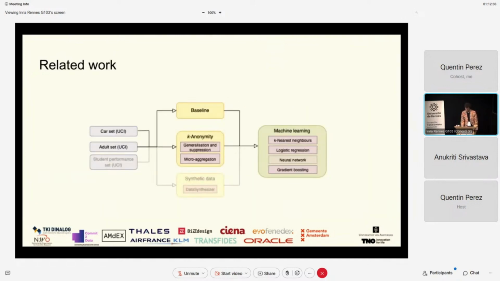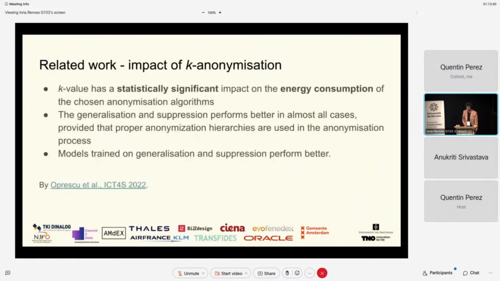Okay, then related work. It focused on k-anonymization techniques, and last year it was actually presented here also at ICT4S that the k value has a statistically significant impact on the energy consumption of the chosen anonymization algorithms. And generalization and suppression work better than microaggregation, so that's what we use for this research as well. And we found that models trained on generalization and suppression perform better.